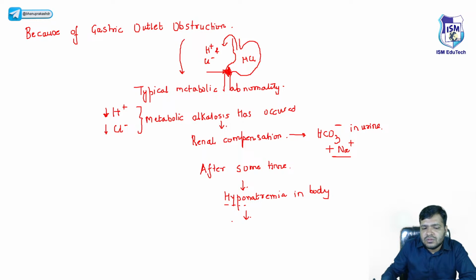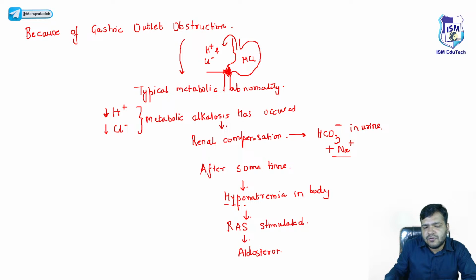You already know the renin angiotensin system. In kidney you will study the renin angiotensin system. So this will get stimulated, okay, and aldosterone will be released. Aldosterone will be released.